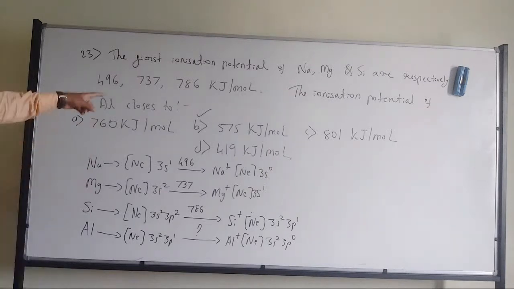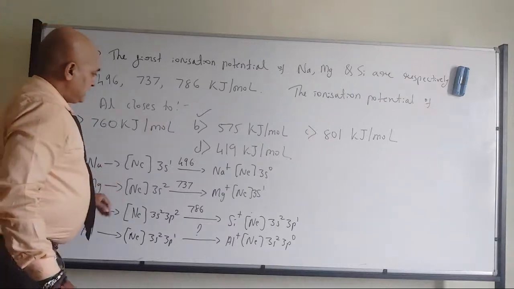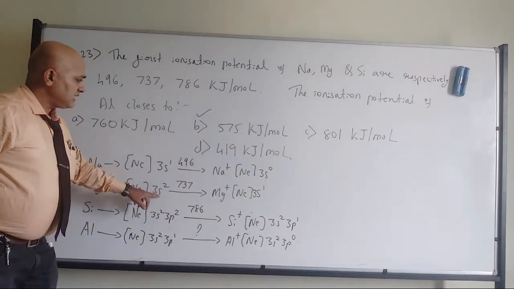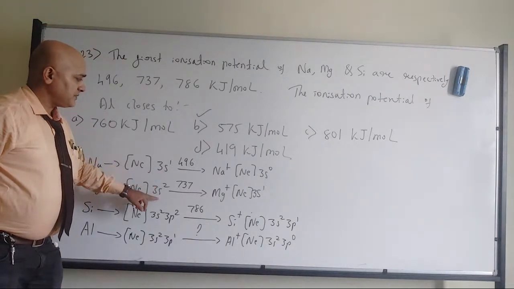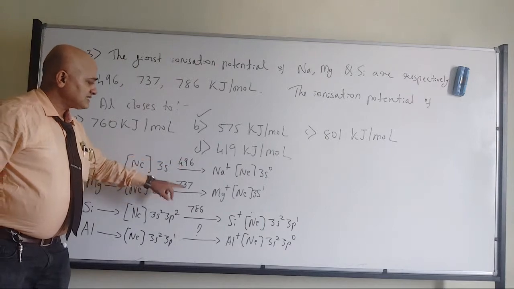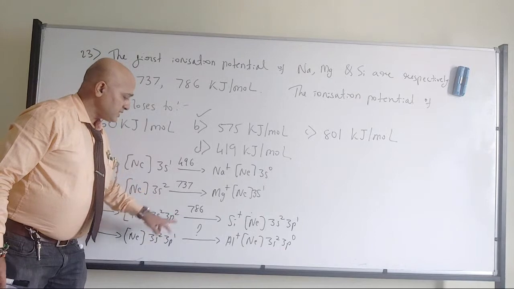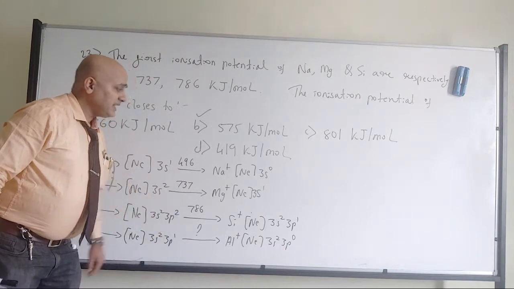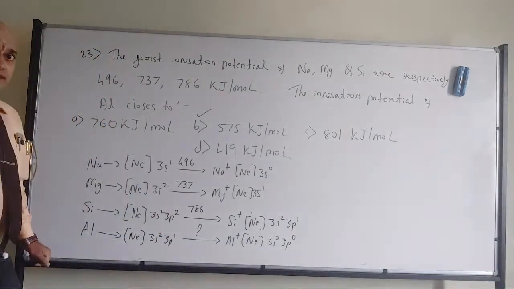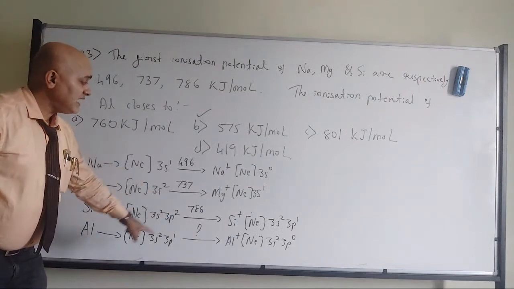All of you will agree with that particular option. Now it is very clear that when the electrons are getting removed from the S subshell, we have 496 and 737. When it is removed from the P subshell, it has become 786. That is because of the decrease in atomic size.